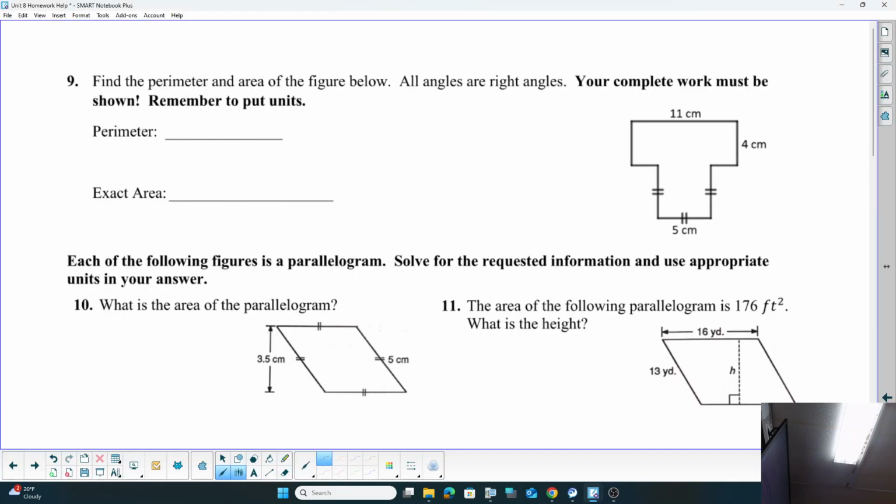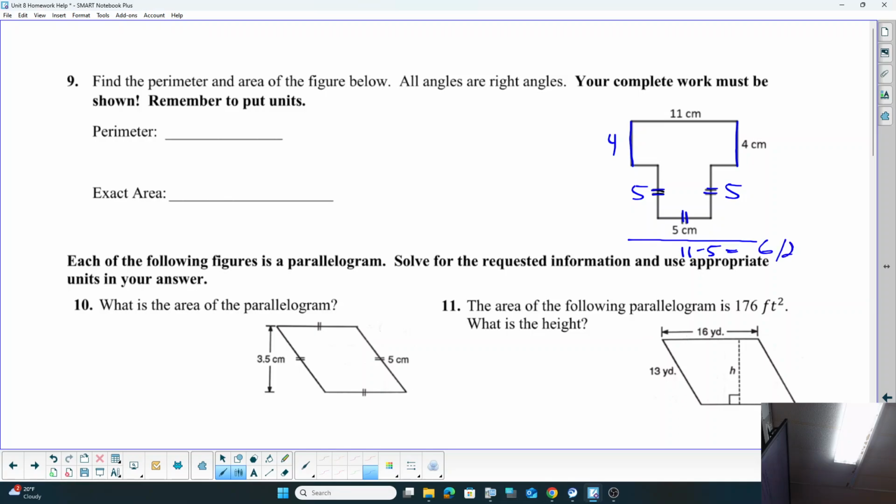Okay, so perimeter. We're going to have to use some information. These lines mean that they're congruent, they're equal to each other. So if that's 5, then this is 5, right? Cool. Then if this is 4, then the other side should be 4, because they're all right angles. And if this whole thing is 11, and you minus the 5, that gives you 6.